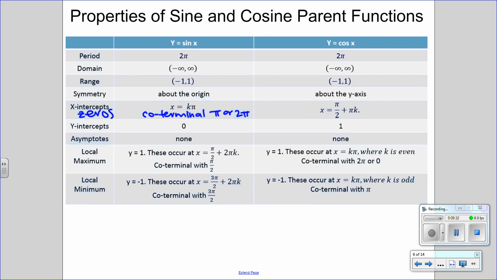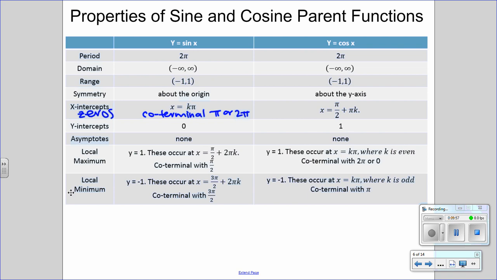Whereas your x equals pi over 2, this is just telling you that it is a fractional number when it is cosine. So all your x-intercepts for cosine happen when you have something over 2, assuming it is your parent function. For sine, your y-intercept is at 0, and for cosine it's at 1. They do not have asymptotes. That will come in with tangent and cotangent and your other reciprocal functions.